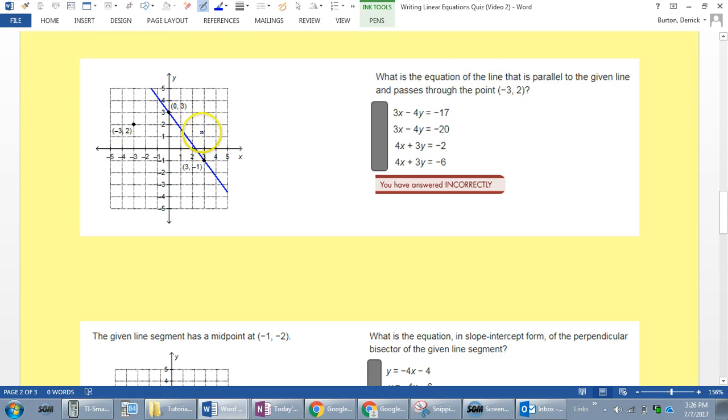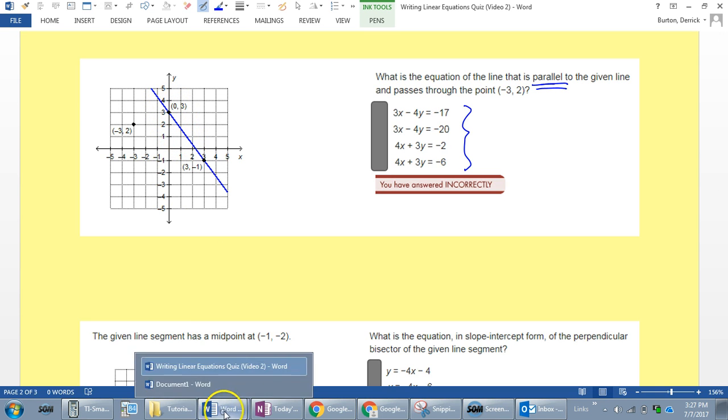Okay, so this problem is going to be very similar. It's just that the answers are in a different form. But let's start off the same exact way. Again, they're using this word parallel, so I should be able to just pull the slope right off of here. Let's see what's going on.